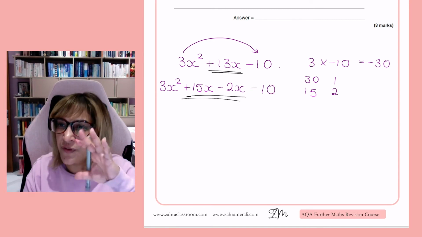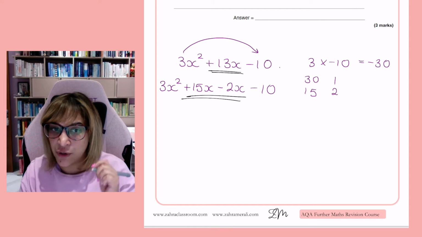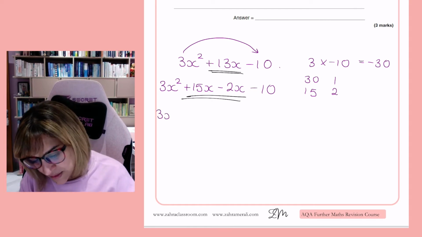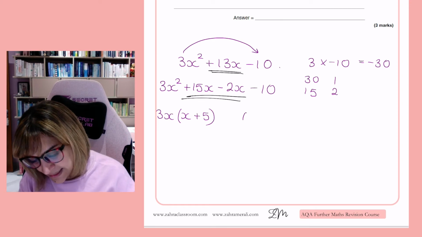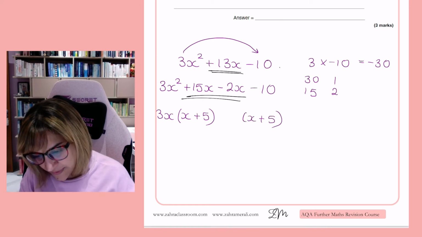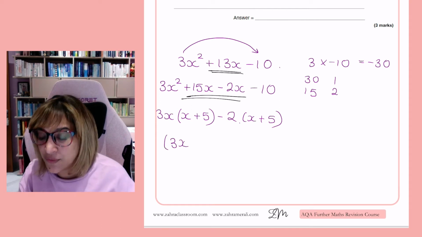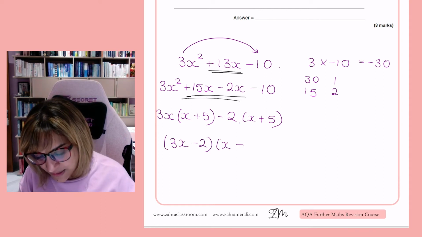Then I take my first two terms and take a common factor. In this case, it's 3x, and I get x plus 5. And I can take x plus 5. I want x plus 5 here, so I get minus 2. So factorize, this gives me 3x minus 2, x plus 5.